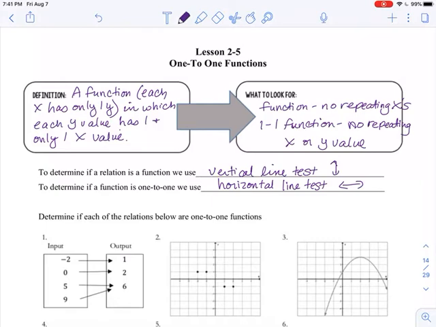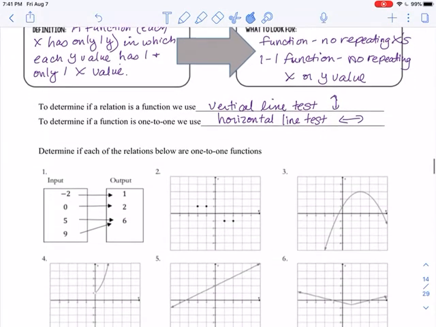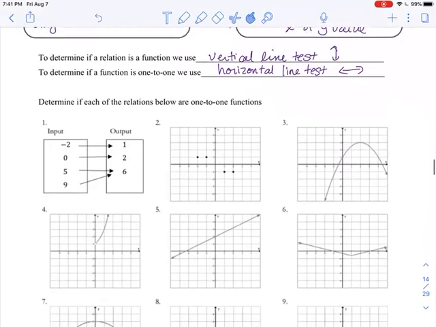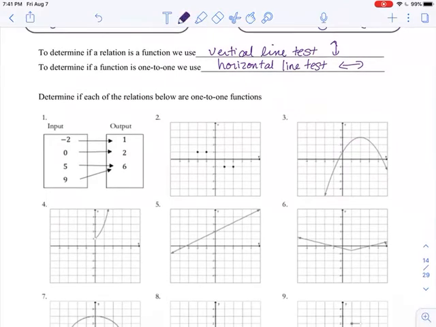So let's look at some that are in a graph, some that are in a table, and we want to see if each of the relations below are one-to-one functions. So I actually don't know if it's even a function, it's just a relation. So some of these might not be functions at all. All right, first one, number 1.